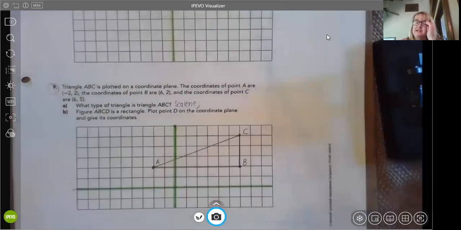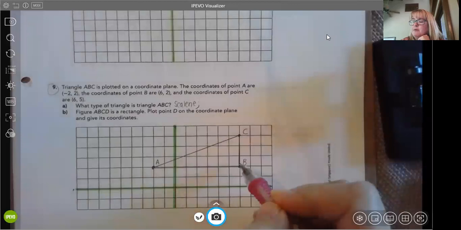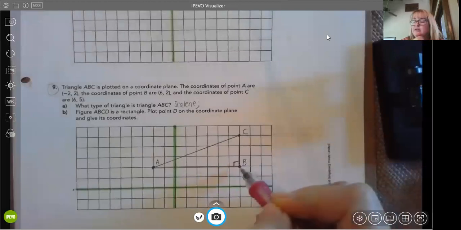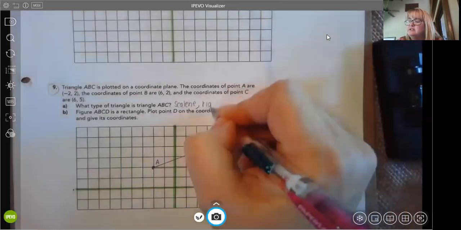The other classification is by angle. And there are 3 types of triangles that are classified by angle. One is acute. An acute triangle has all acute angles inside of it. Well, this angle here is acute, and this angle here is acute, but this angle right here, do you know what this angle is called? You remember? This has a right angle, and any triangle that has a right angle is called a right triangle.